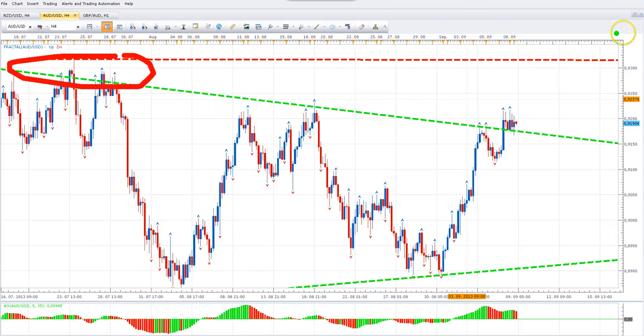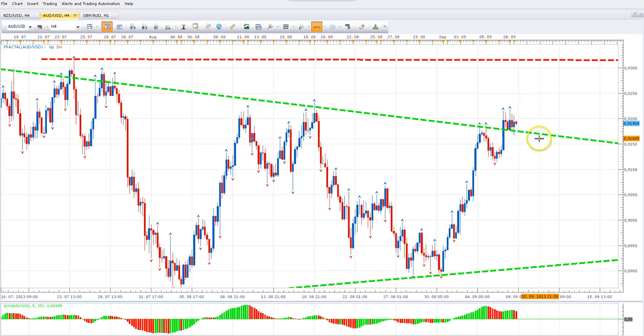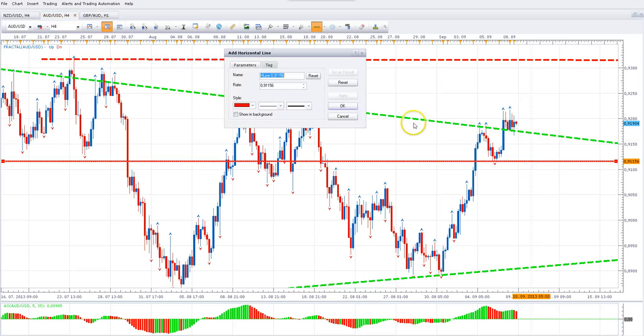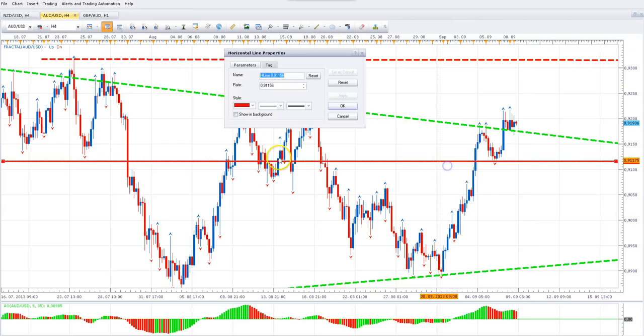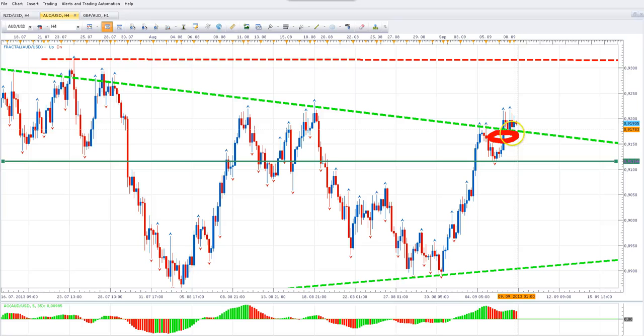So for me, longs are only interesting above the 93.20 level, and shorts are interesting if we go back below and break this support, because we do have support at the moment, first of all, around 91.15 here, and a bit higher, sorry, right around here. These are still support levels right now, so I would like to short it below 91.15, and then again below 89. So those are my key levels.